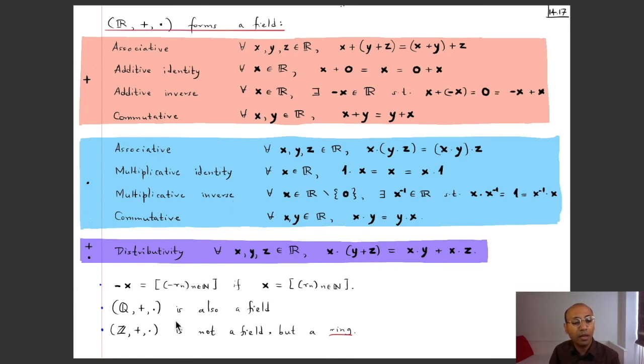Okay. Now a structure where everything holds except multiplicative inverses are not guaranteed to exist, that structure is called a ring. And so the set of integers with its operations of addition and multiplication is not a field, but rather it forms a ring. And in chapter 5, we will study this ring theoretic structure of the set of integers.